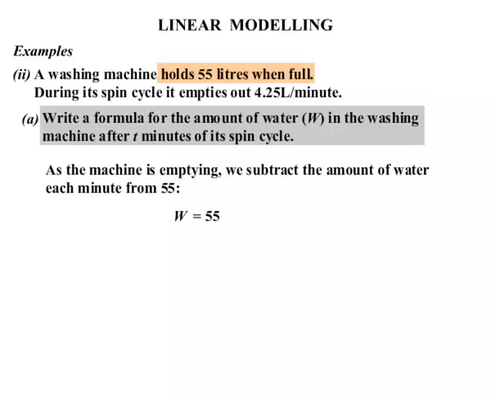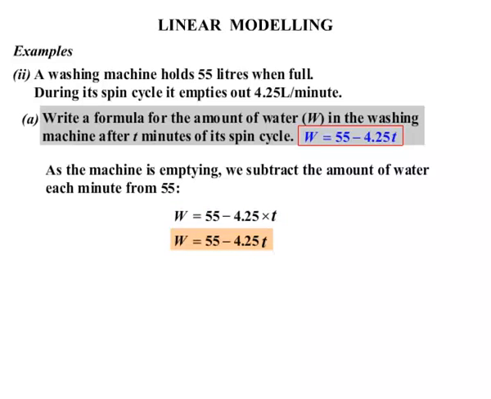So we're going to write the W equals 55 to start with, but then we're going to subtract 4.25 litres every minute, and the way we write that is we're minus 4.25 times T, where T is the number of minutes. So that can simplify to be W equals 55 minus 4.25 T. So there's our formula, that's our answer to Part A. Let's write that there because we're going to be using that.